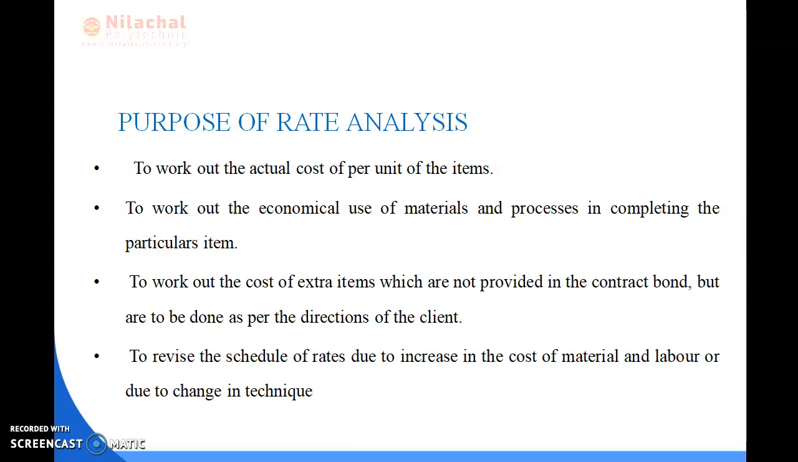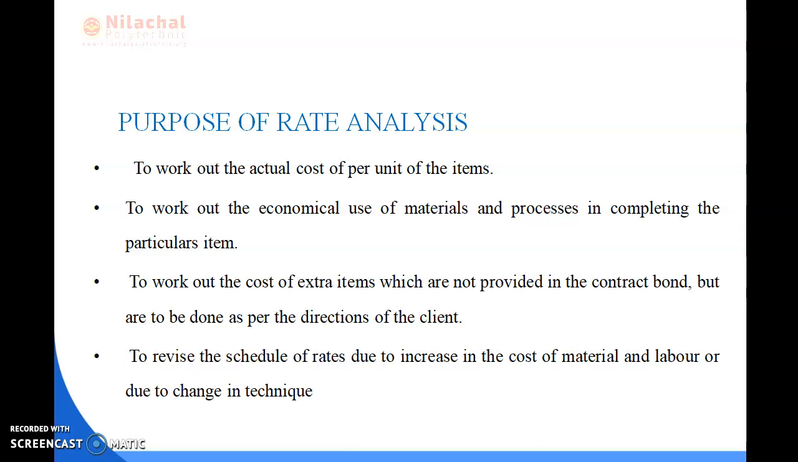What are the main purposes of rate analysis? The first purpose is to work out the actual cost per unit of the item. Different types of work contain different units. With the help of rate analysis, we define the actual cost per unit of the particular item. The second point is to work out the economical use of materials and processes in completing the particular item.